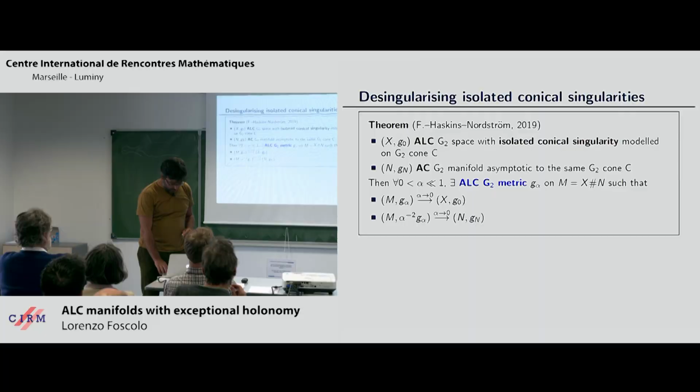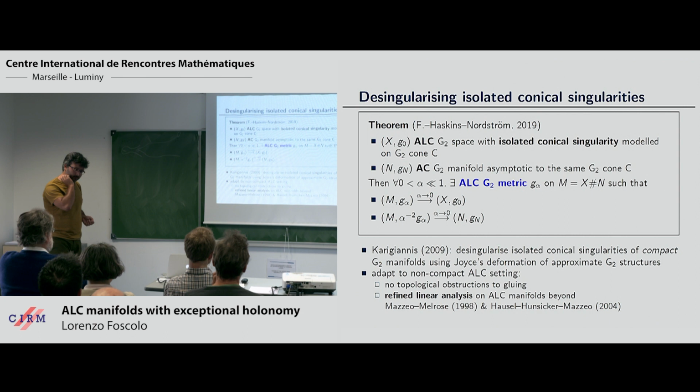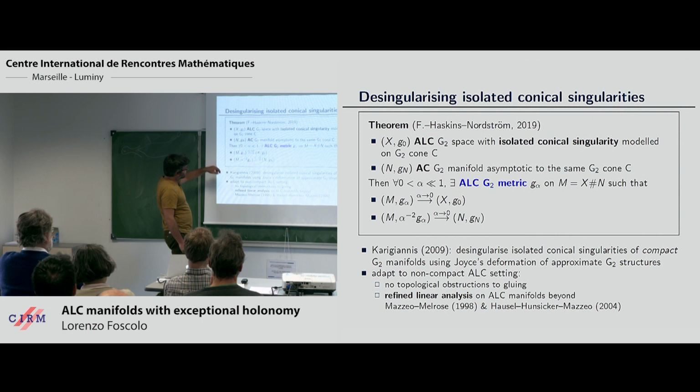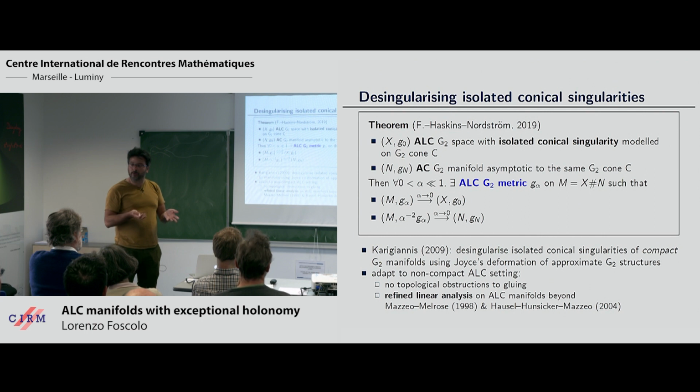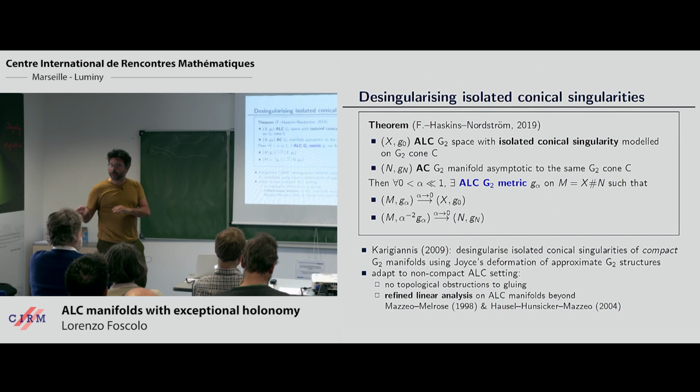So this is not a surprising theorem, but there's still some bit of work to do to prove it. First of all, Spiro Karygiannis in 2009 proved a similar desingularization in the compact setting. You had to start with a compact G2 manifold with an isolated conical singularity, at this point completely hypothetical because there's no example, and an asymptotically conical G2 manifold, and used it to desingularize.